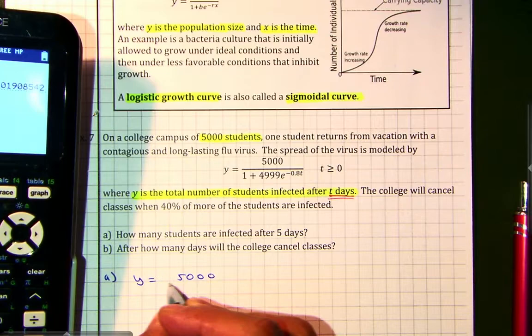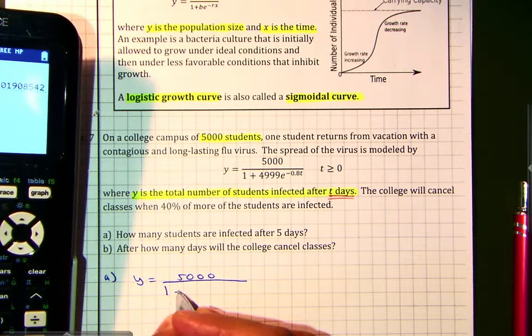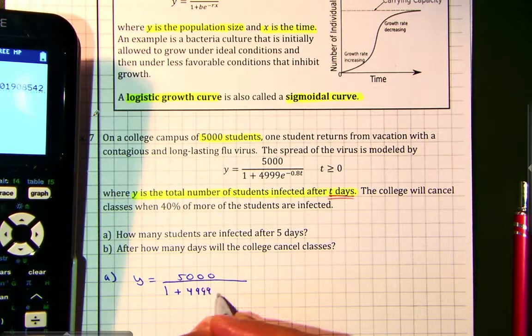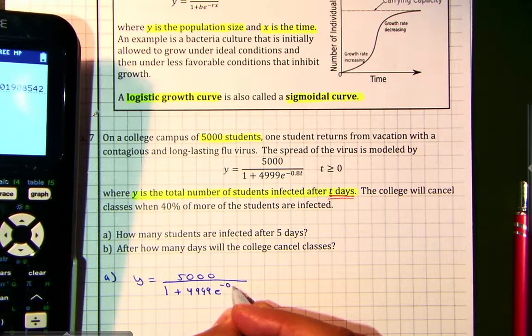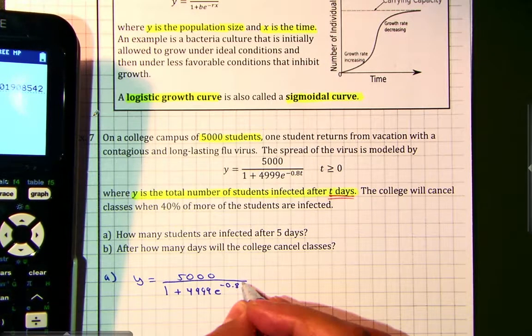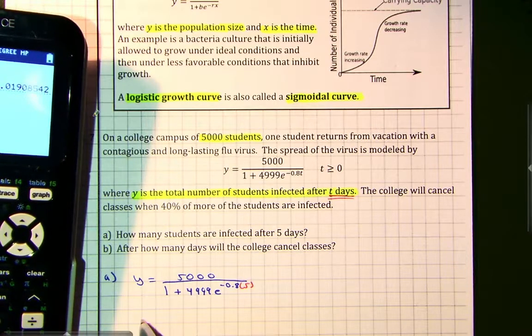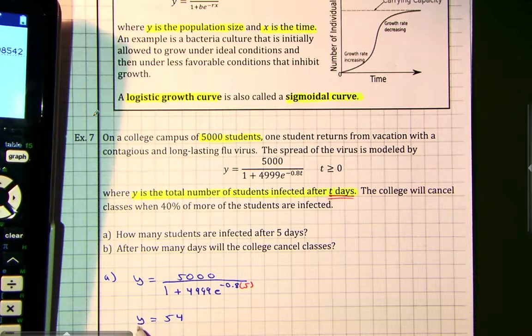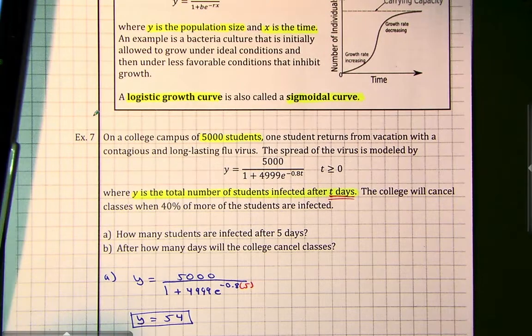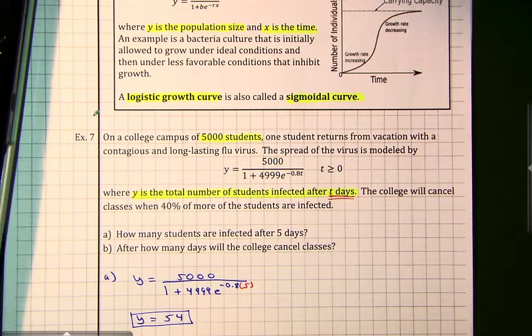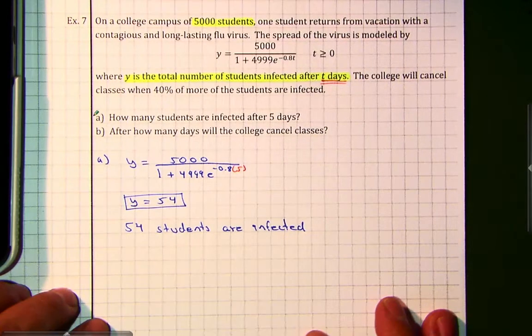Remember that you do need to show me how you got your answer, whether you just write down the substitution. So therefore, y is equal to 54. Do we need this symbol? No, in this case, we are talking about people, right? So students. So 54 students are infected after 5 days.